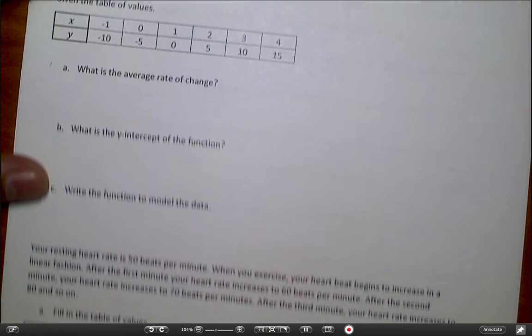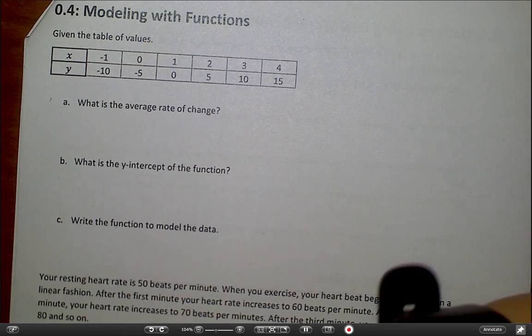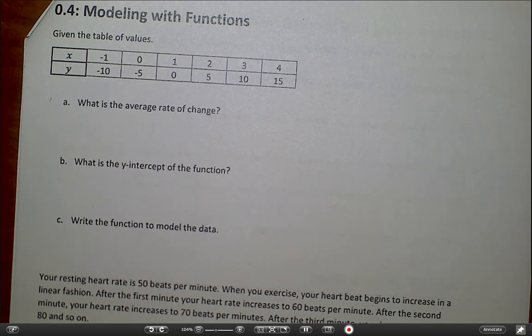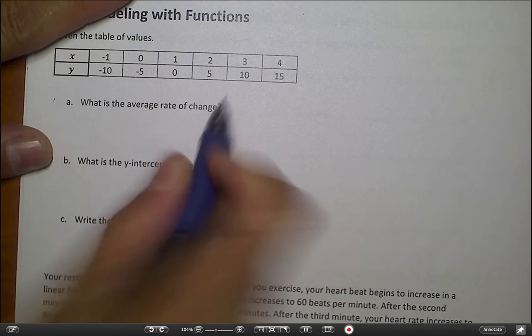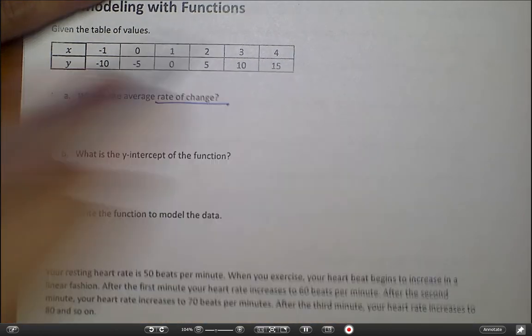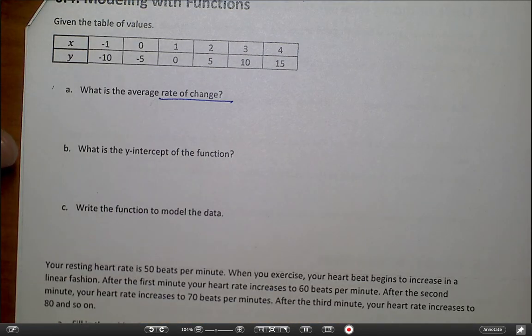All right, now backside. Now you're going to be given a lot of tables. And you're going to have to figure out stuff from the table. So average rate of change. Can anyone tell me what the rate of change is? It is going to be something divided by something. Would it be like a rise divided by a run? Yeah. Which is the same as saying slope.